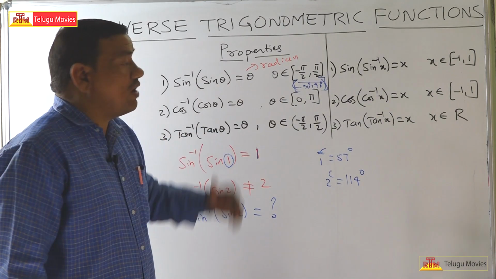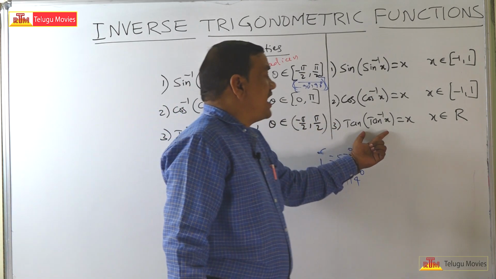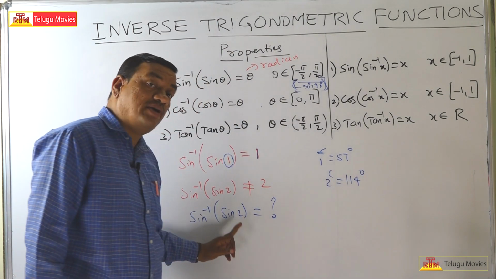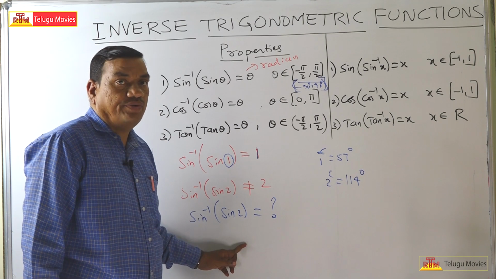Okay, now coming to our properties. Our properties: tan inverse of x is defined for x belongs to real numbers. Okay, I will explain this. Definitely I will explain in this video. Don't skip the video.